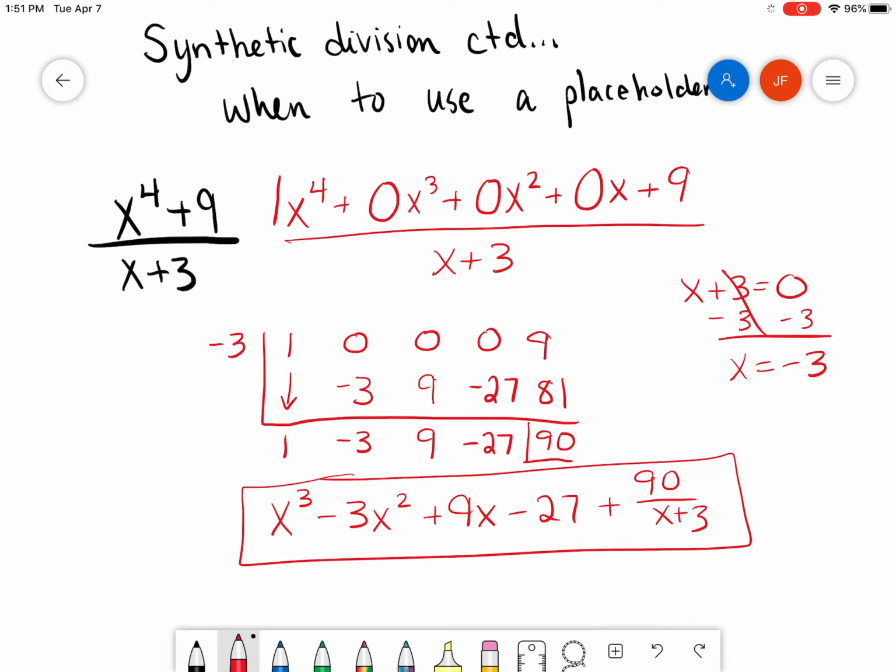So I hope that extra example really helps you understand when to use a placeholder.